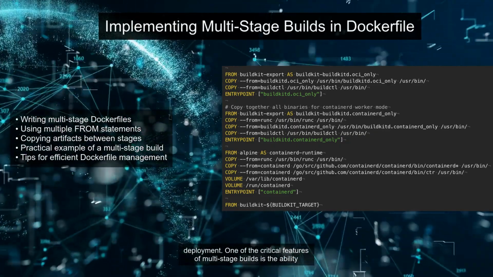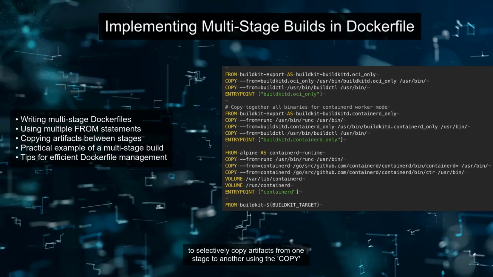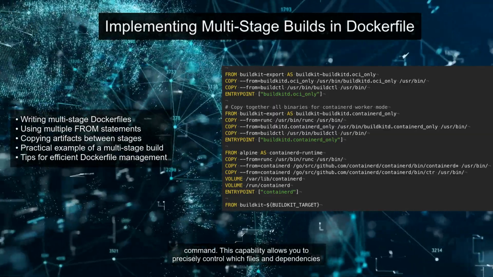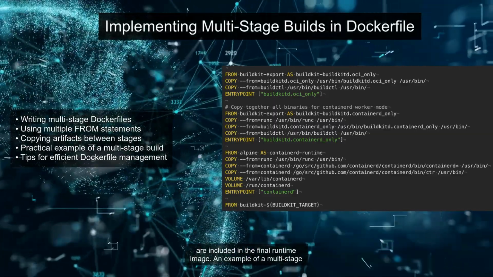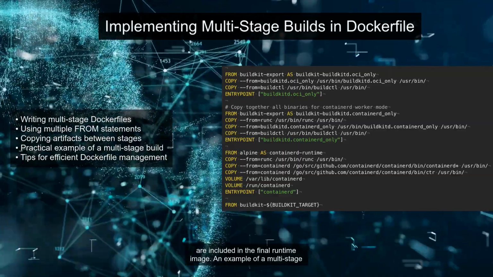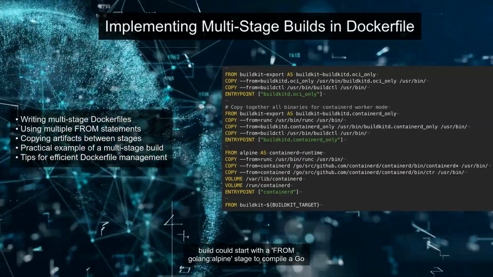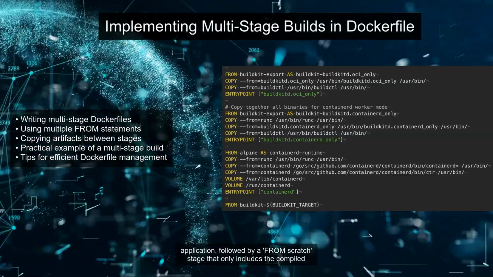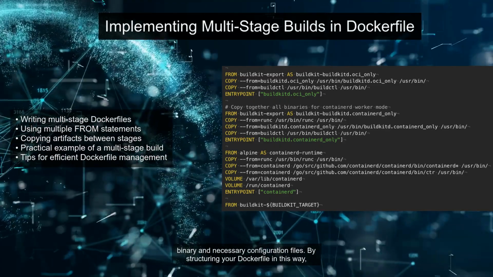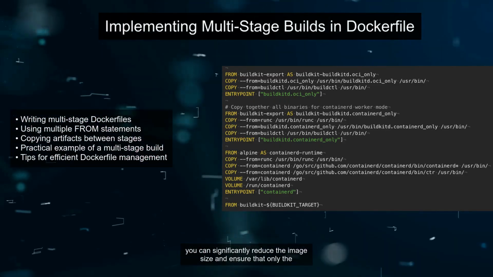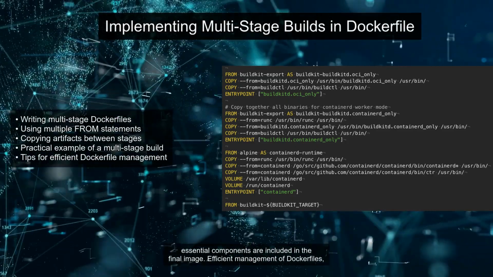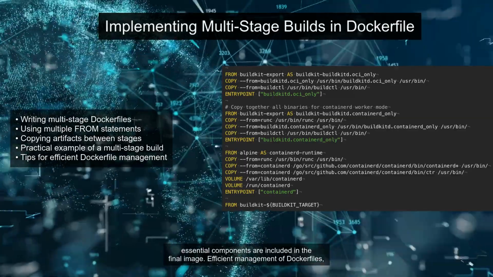One of the critical features of multi-stage builds is the ability to selectively copy artifacts from one stage to another using the COPY command. This capability allows you to precisely control which files and dependencies are included in the final runtime image. An example of a multi-stage build could start with a FROM golang:alpine stage to compile a Go application, followed by a FROM scratch stage that only includes the compiled binary and necessary configuration files. By structuring your Dockerfile in this way, you can significantly reduce the image size and ensure that only the essential components are included in the final image.